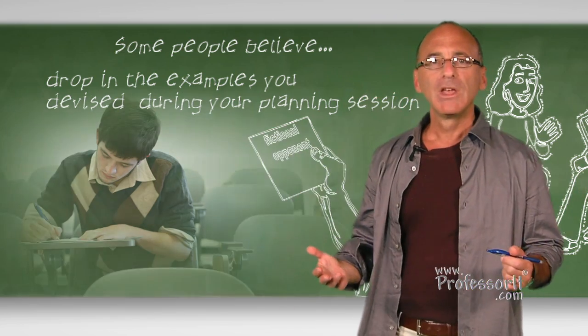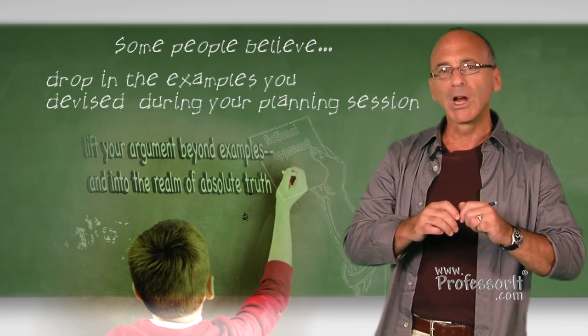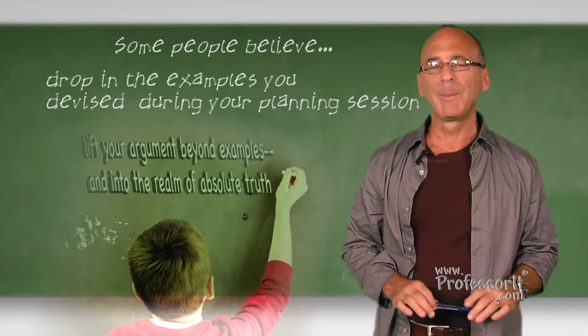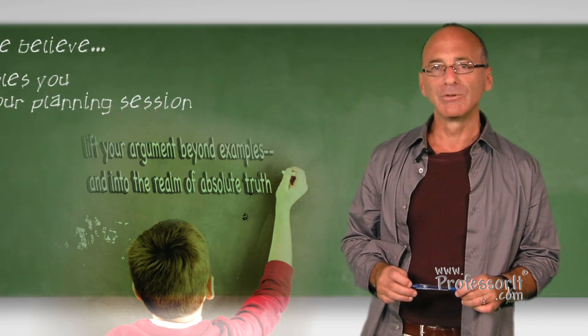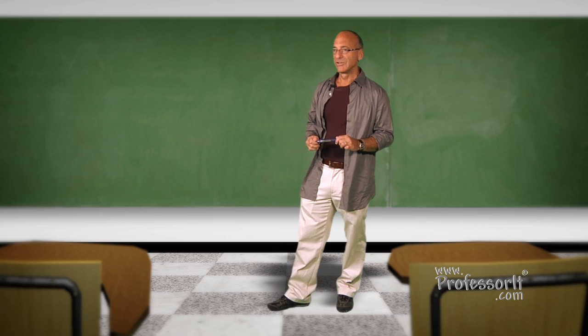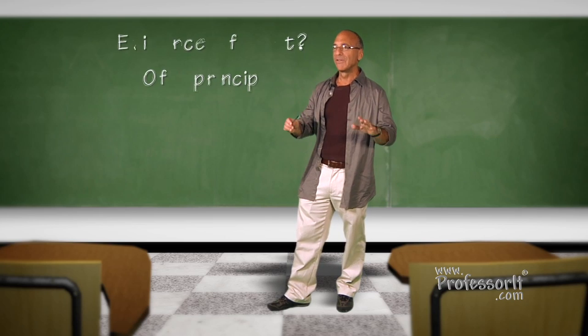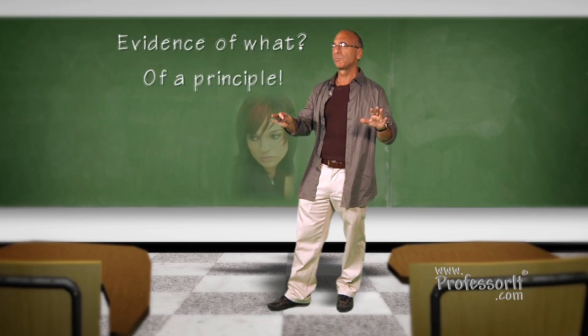Now you're almost done. If you really want to sell your side, you have to lift your argument beyond examples into the realm of absolute truth, as though there were such a thing. You do this by looking at your own examples as evidence, just as you did in the critical reading section. But evidence of what? Of a principle.